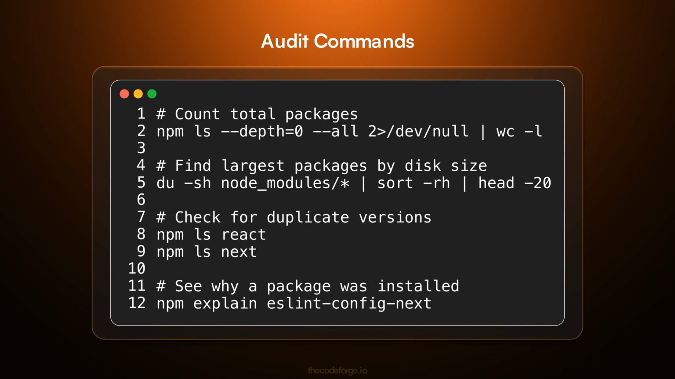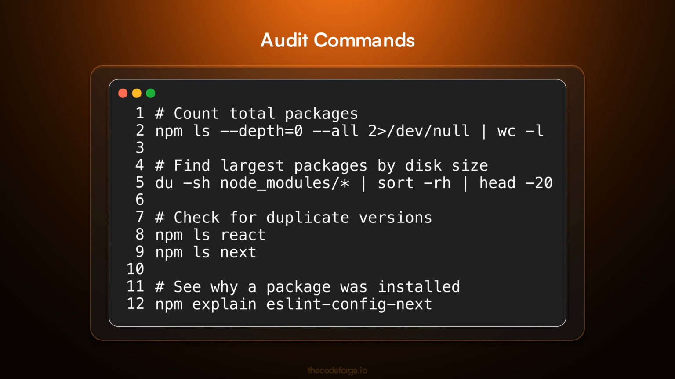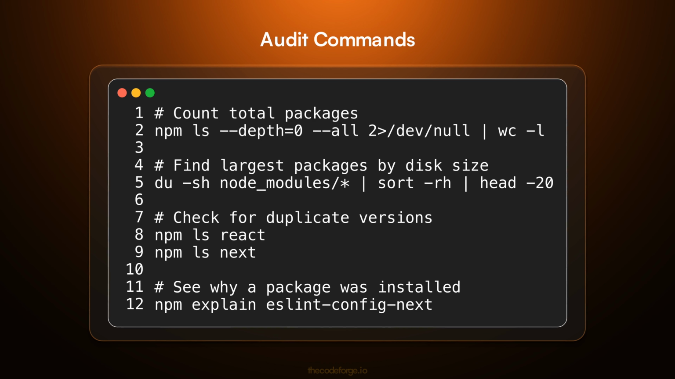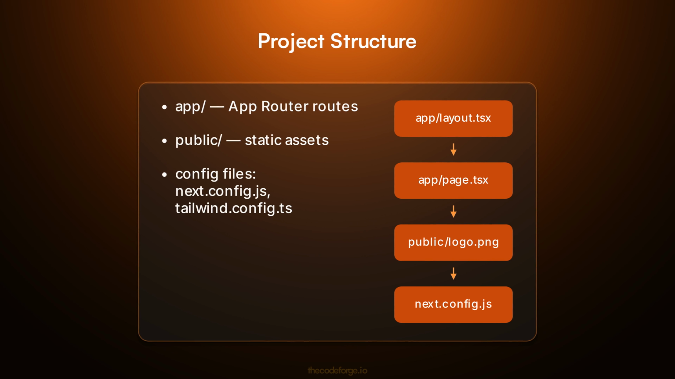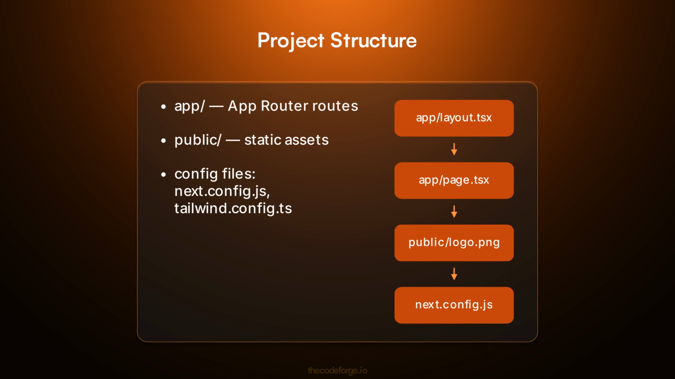Here are the commands you can run to audit your own node_modules. npm ls shows the tree, du shows disk usage, and npm explain tells you why a specific package was installed. After scaffolding, you get app, public, next.config.js, tailwind.config.ts, tsconfig.json, and postcss.config.mjs.